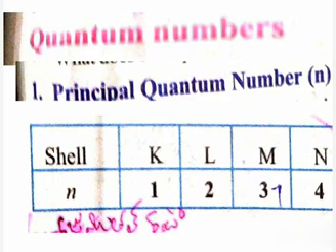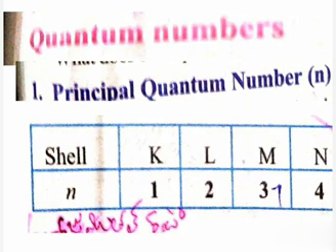What does each quantum number signify? How many quantum numbers are there? There are 4 quantum numbers. The first one is the principal quantum number, denoted by small n. The second is the angular momentum quantum number, denoted by l. The third is the magnetic quantum number, denoted by ml. And the last is the spin quantum number, denoted by ms. We will discuss each of these in this chapter.